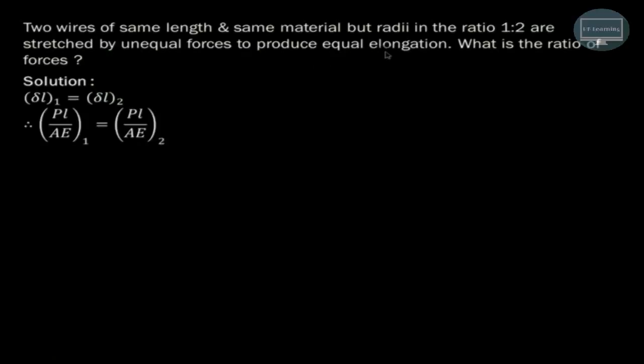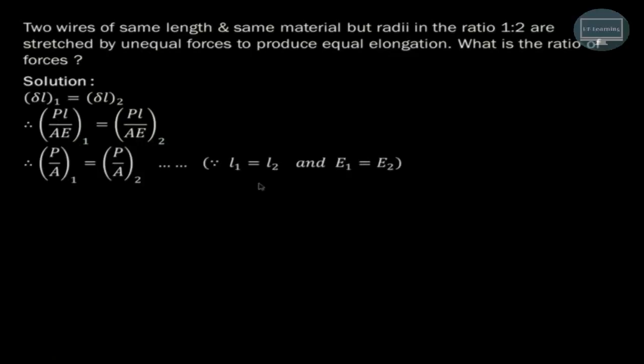to delta L2. Now we know that delta L is given by PL upon AE. So PL upon AE for wire 1 is equal to PL upon AE for the other wire. Now, as over here they are made up of the same material and their length is also the same, we can say that this length will get cancelled out from both the sides. They are made up of the same material, so the modulus of elasticity is also the same, so that will also get cancelled from both the sides. So L1 is equal to L2 and E1 is equal to E2.